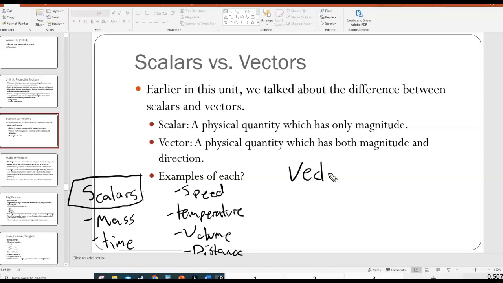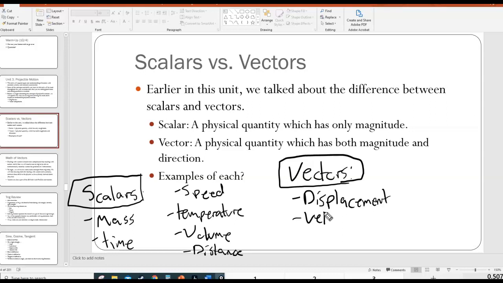Vectors, on the other hand, there's not a ton of vectors. Well, I shouldn't say that, but there's definitely more scalars than vectors. But there's not a ton of vectors that we've seen so far this year. Okay, so basically the only vectors we've seen are displacement, velocity, and acceleration. And we'll see a couple more this year. We'll see in the next unit after this when we talk about force. Force is also a vector. And then we'll talk about momentum next semester. And those are basically going to be the only vectors that we're concerned about this year.